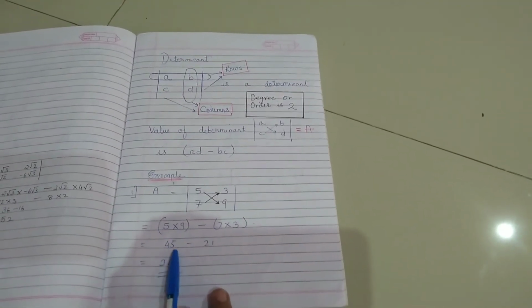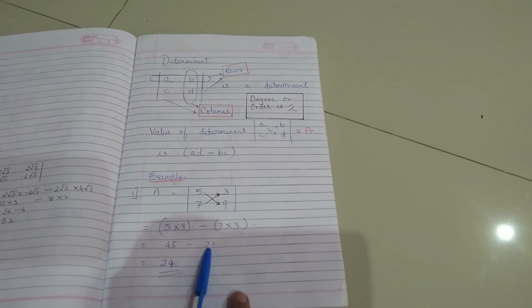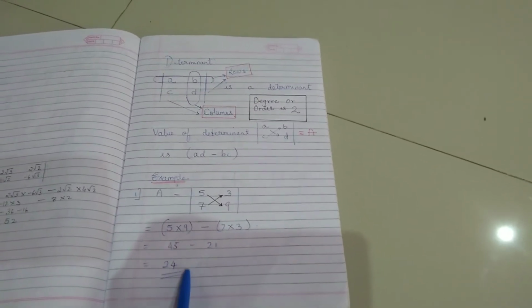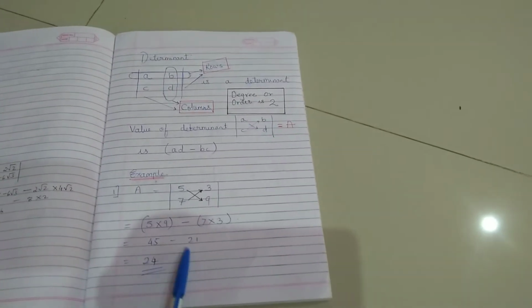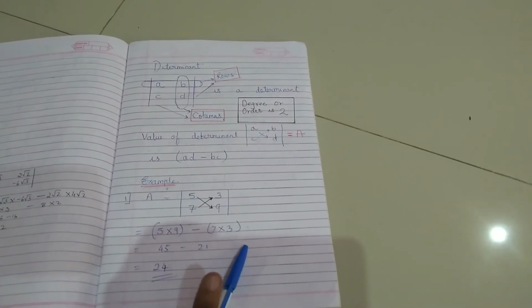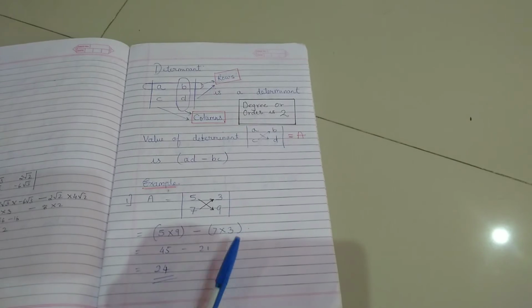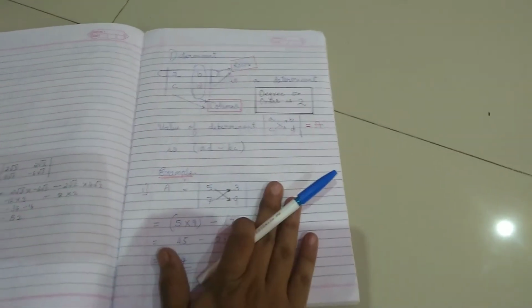5 into 9 is 45, 7 into 3 is 21. So the answer is 24. These types of sums come in the exam for 1 mark, so you will be able to solve this. There is one more type of sum which comes in the exam, like this one over here.